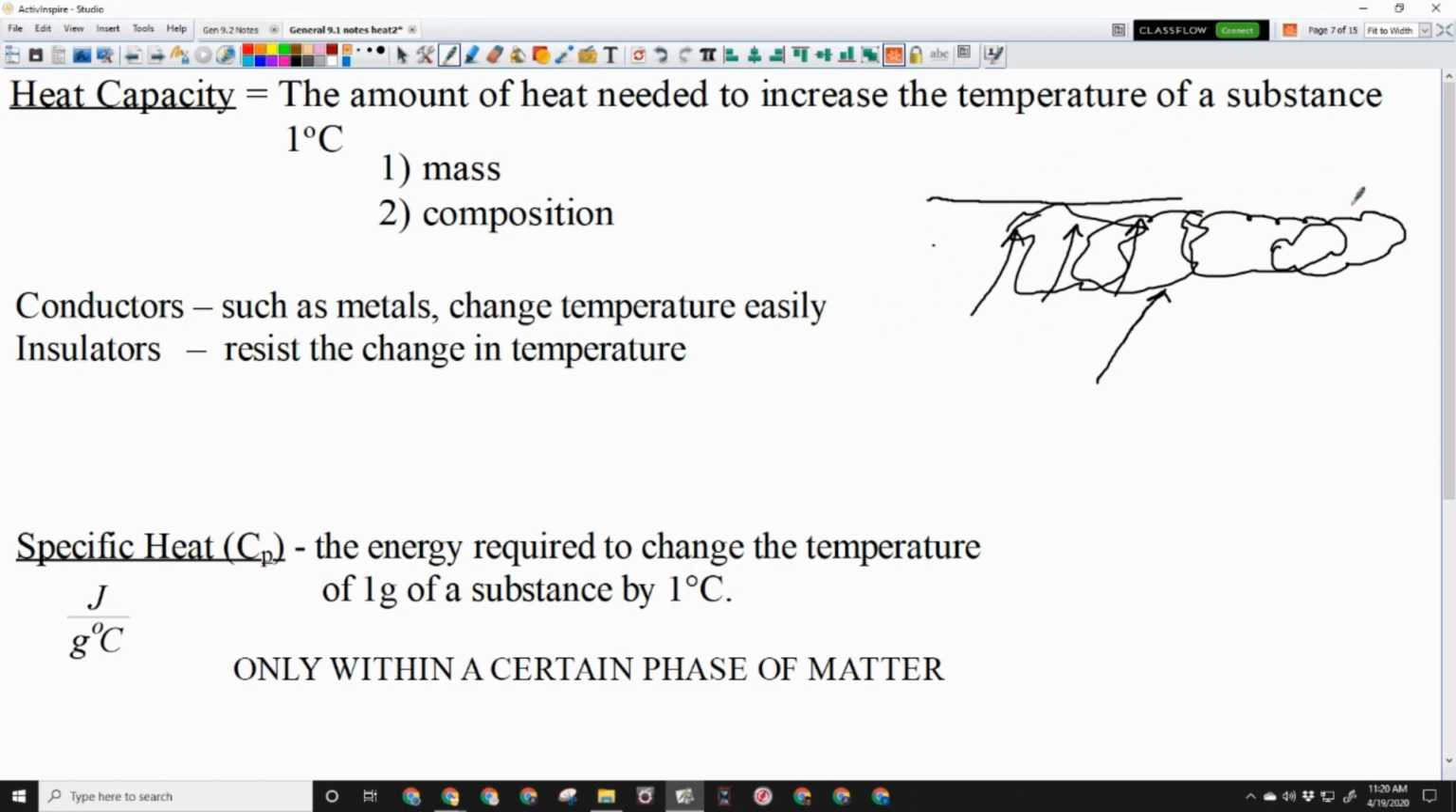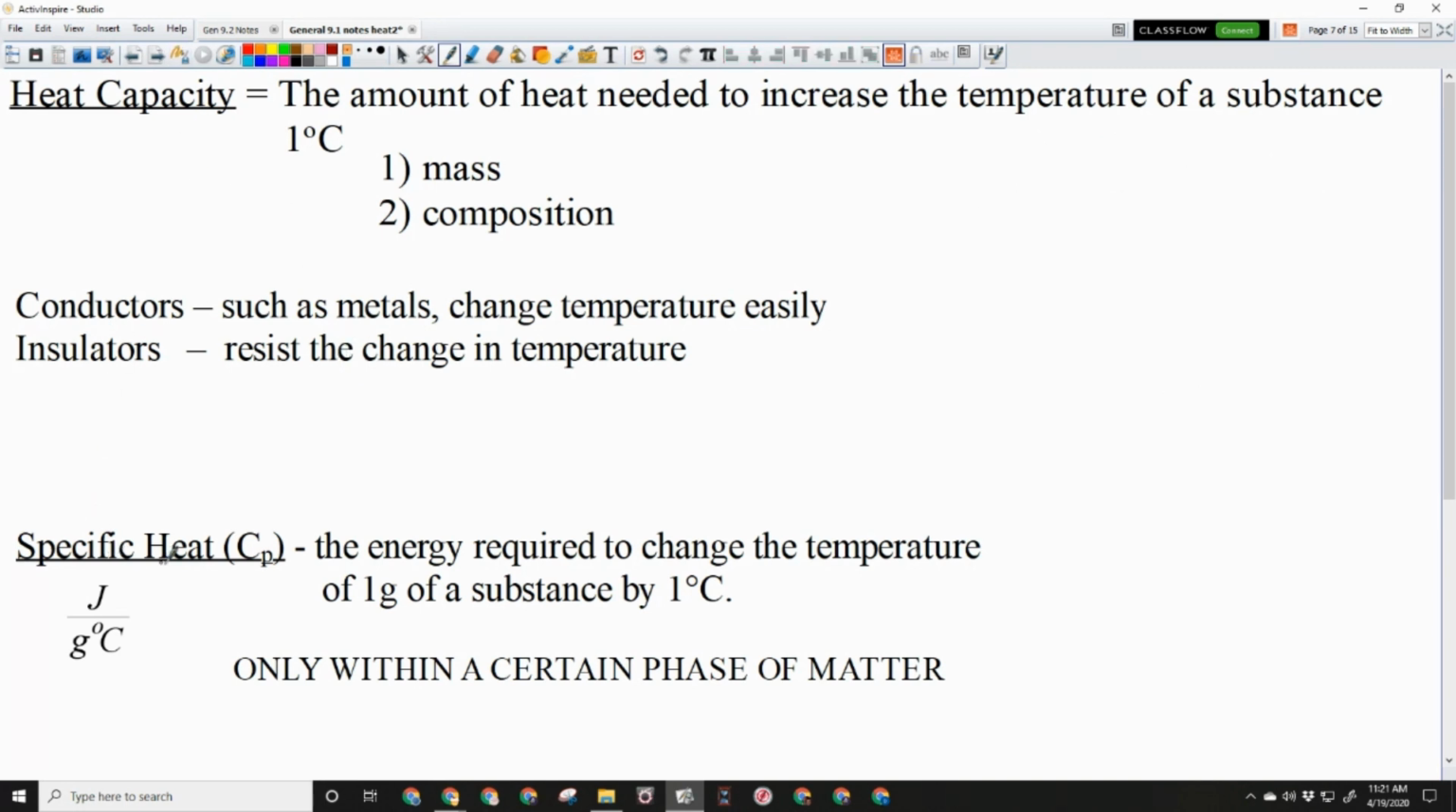And vice versa. If you have a cloud cover, the heat can't get through, because this is an insulator. These clouds are insulating. And so when you have a lot of clouds, the temperature of the earth during the day doesn't get as hot. Okay, so conductors and insulators.